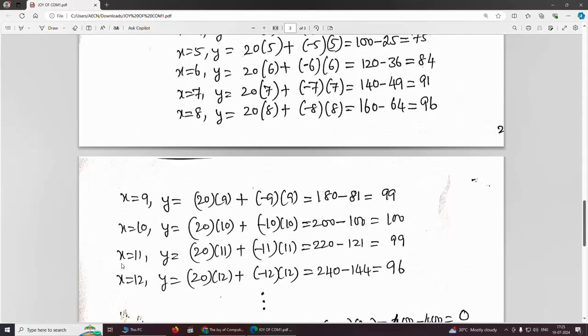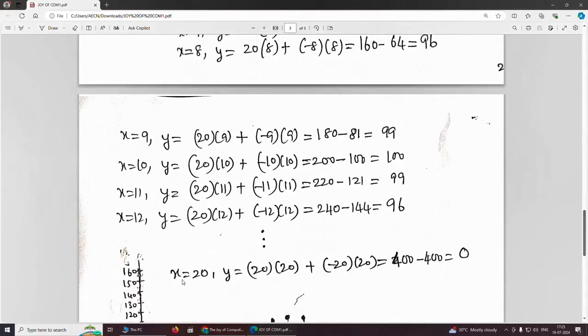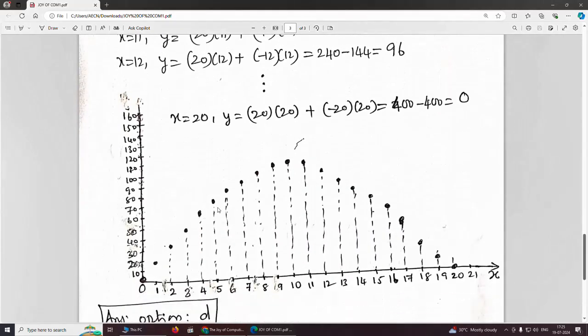And then after that, what will happen? For x equal to 11, y becomes 99, it decreases. For x equal to 12, y equal to 96. So 99 is here, and then 96 is here, 96 is also here. So on, it keeps on decreasing, and finally for x equal to 20, y equal to 0. So there is a graph for the values of x equal to 1, 2, 3, 4, 5, 6, 7, and so on up to 10, where it is 100, and thereon it keeps on decreasing. The values are repeated, 99, 99 here, 96, 96 here, and so on. For 20, the y value is equal to 0.